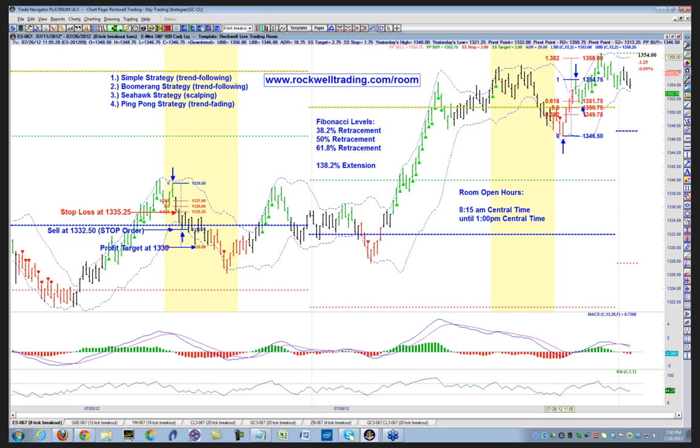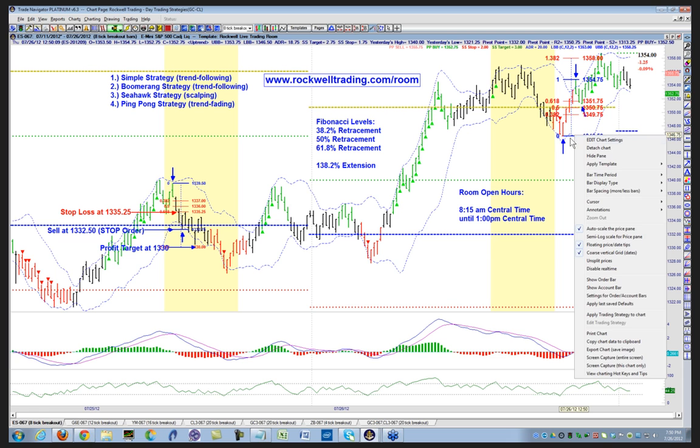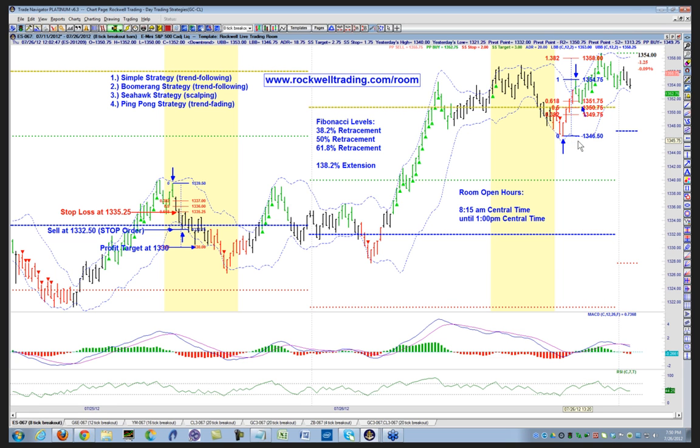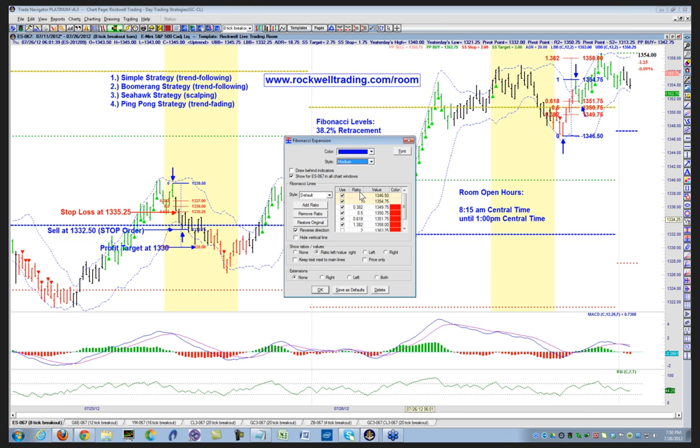So Lou is asking, how do you get the 138.2 on both sides of the fib you draw? I have the trade nav tool. Again, you're just looking at the settings. So you get the settings, and you're just making sure that you have all these ratios, and then you save it as a default. Okay? Do this as a default.